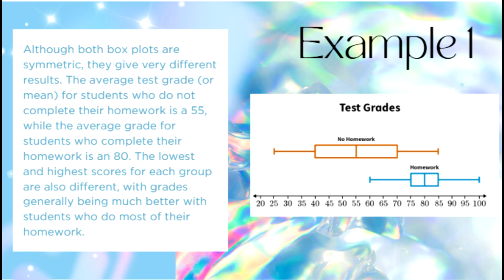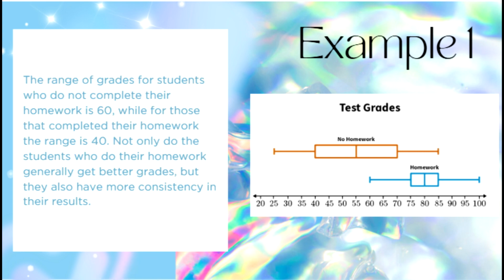The average test grade or mean for students who do not complete their homework is at 55, while the average grade for students who complete their homework is at an 80. That's a big difference, okay? The lowest and highest scores for each group are also different. You can see that here, okay? With grades generally being much better with students who do most of their homework, which makes sense. If you do your homework, you're going to score better on the test.